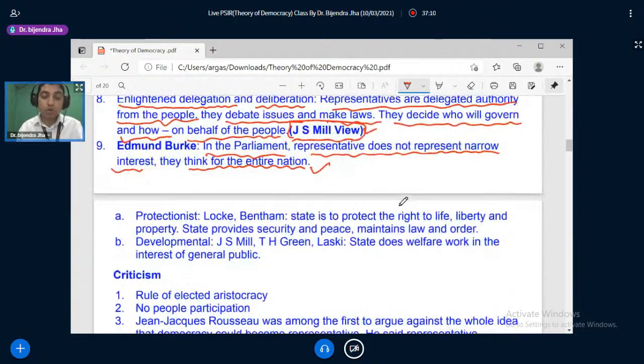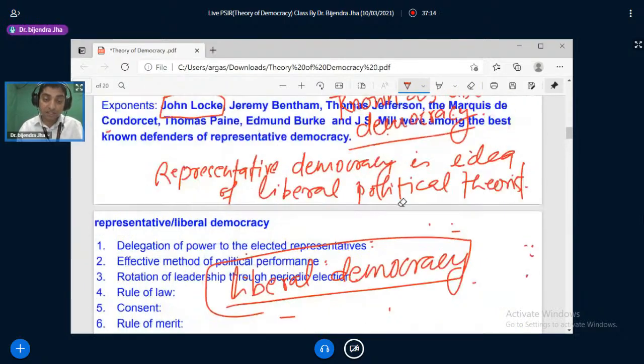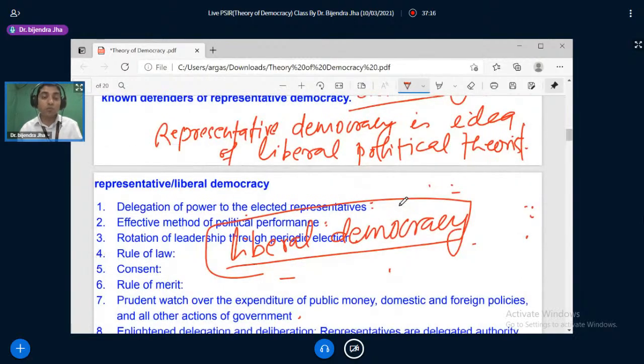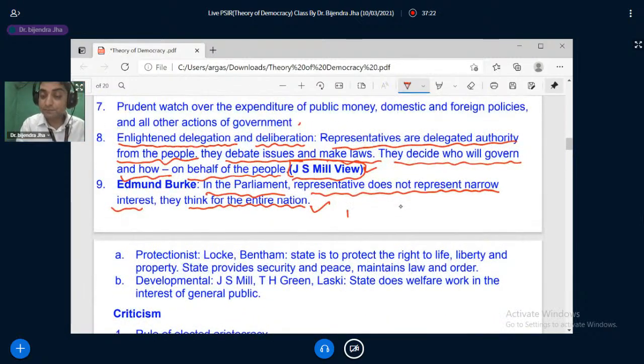Now see, there are two perspectives on liberal representative democracy. Why do we need a representative democracy, liberal democracy? That is why. Why do we need liberal democracy?